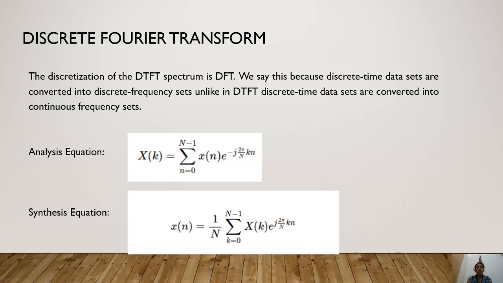So the analysis equation is sigma n equal to 0 to N minus 1, x of n into e power minus j 2 pi by N into kn, where capital N is the number of samples that we are taking, and k is the frequency index at which we get our spectrum, and small n is the index over which we do the sigma, for values 0 to N minus 1.